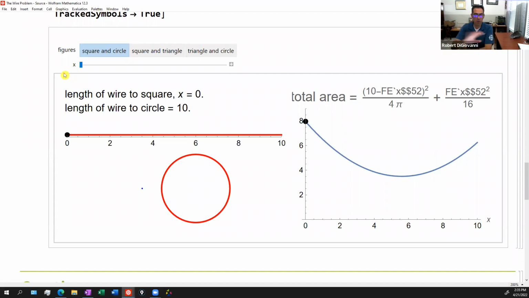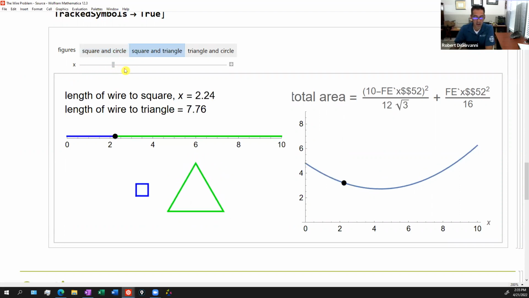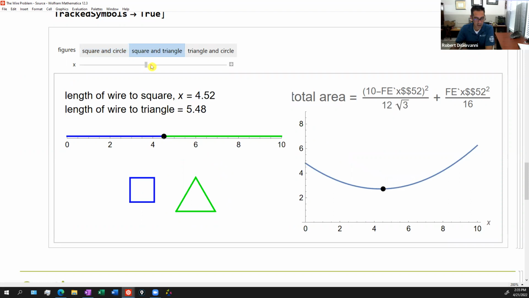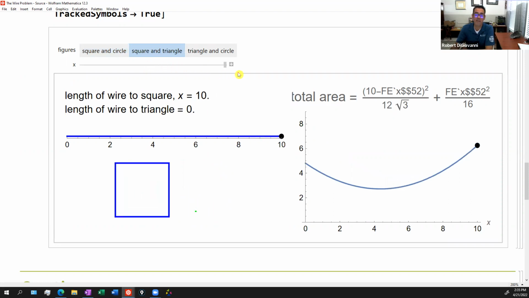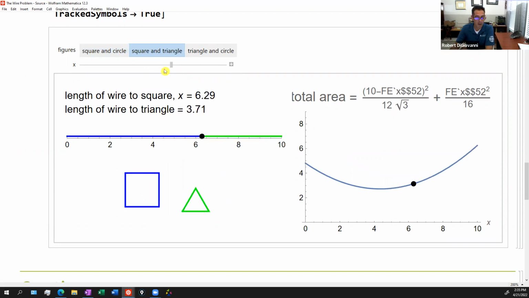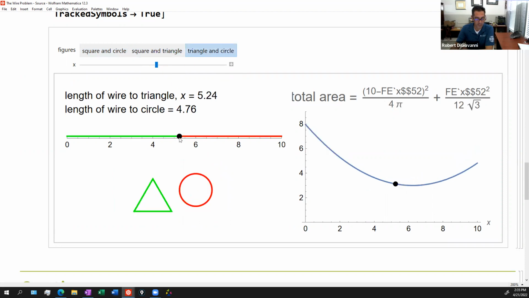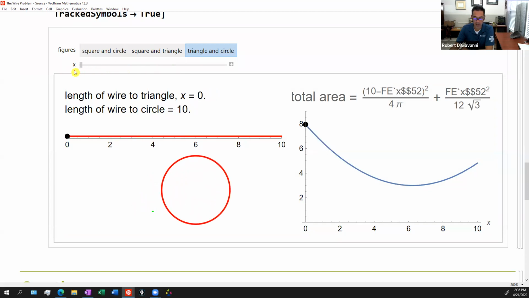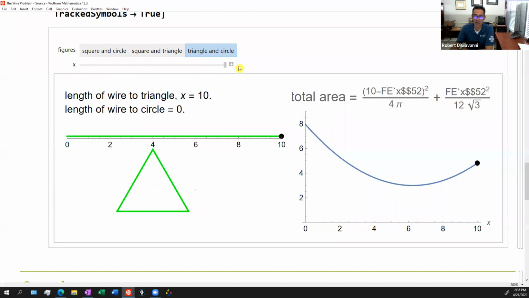Now you could do this for any 2 objects. Like if you wanted to compare a square and a triangle together, you could say which one gives you the most area. In this case, it turns out, you can see from the graph over here, we're gonna get the most area over here on the right endpoint, which means I keep on dragging that. You want to make the whole wire into a square. You could do a triangle and a circle. So I keep doing it. Circle wins again. All circle is better than all triangle.